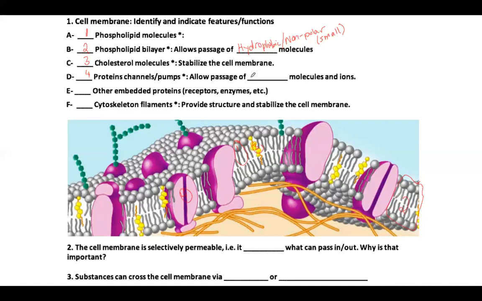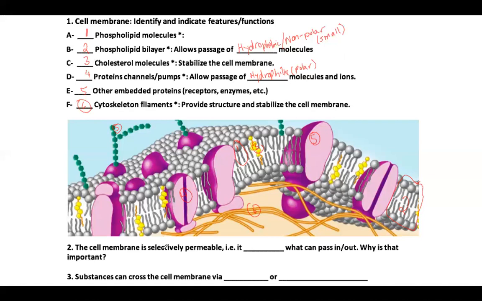They allow for the passage of hydrophilic, polar molecules. The other embedded proteins, such as receptors and enzymes, we can see here. And this one probably is too, an enzyme. We also lastly have cytoskeleton filaments. These are the spaghetti-like yellow strings that we see here that provide structure and stabilize the cell membrane.